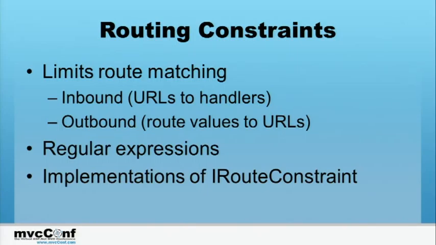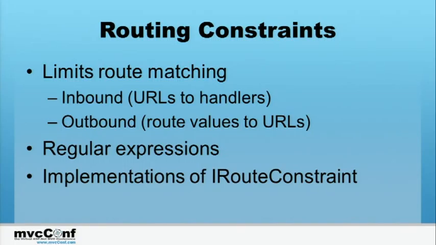And the final demo today is routing constraints. So most people know that you can have routing constraints in MVC. Routing constraints limit route matching. They limit it both inbound and outbound. So when you're constraining an inbound route, what you're saying is a request has come in, and I have this URL, and I need to understand what controller and action I would like these things to be mapped to.